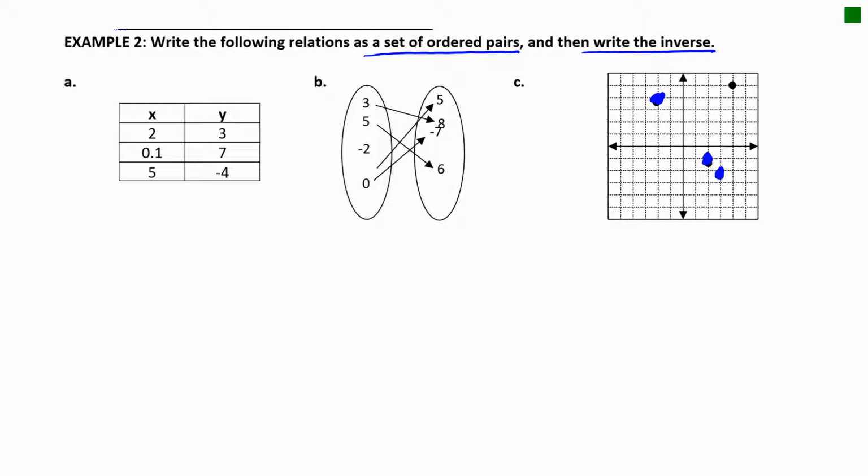So first you're going to give me the ordered pairs, and then you're going to write the inverse. You're going to do it three times. Pause the video. Oh wait, this is an example. This isn't an output. That's silly. I thought it was an output.